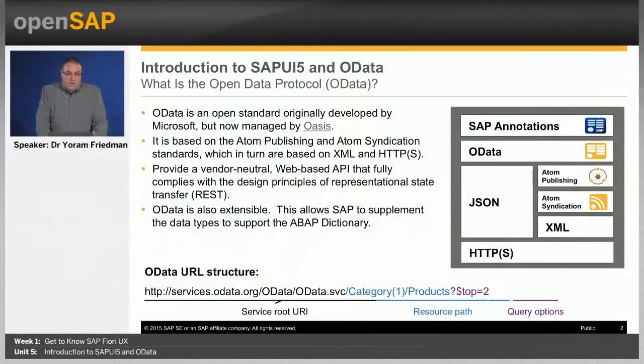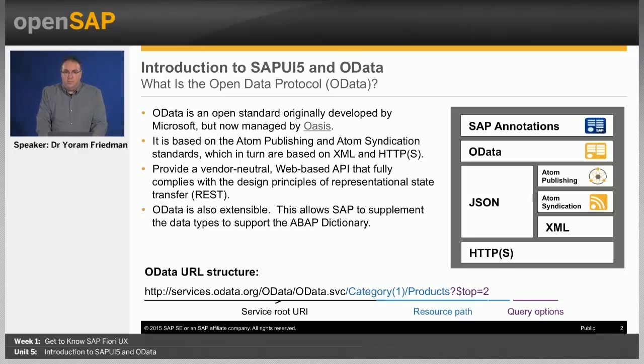So let's start with OData. OData is an open standard, based on many other standards. OData is based on the Atom standard, Atom syndication, Atom publishing. It is using SOAP and REST to communicate between systems, and it's extensible. That's the standard definition for OData.